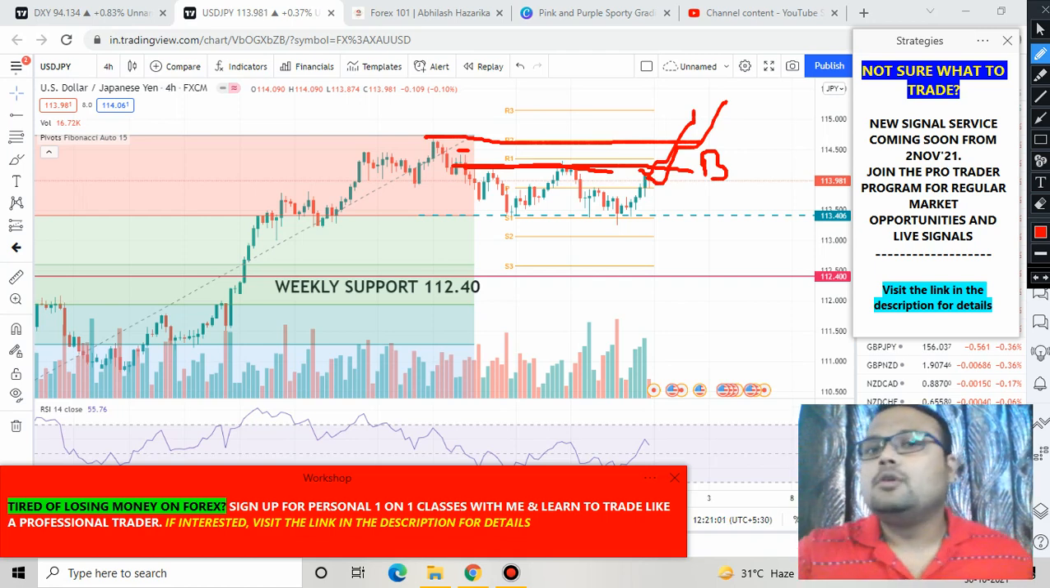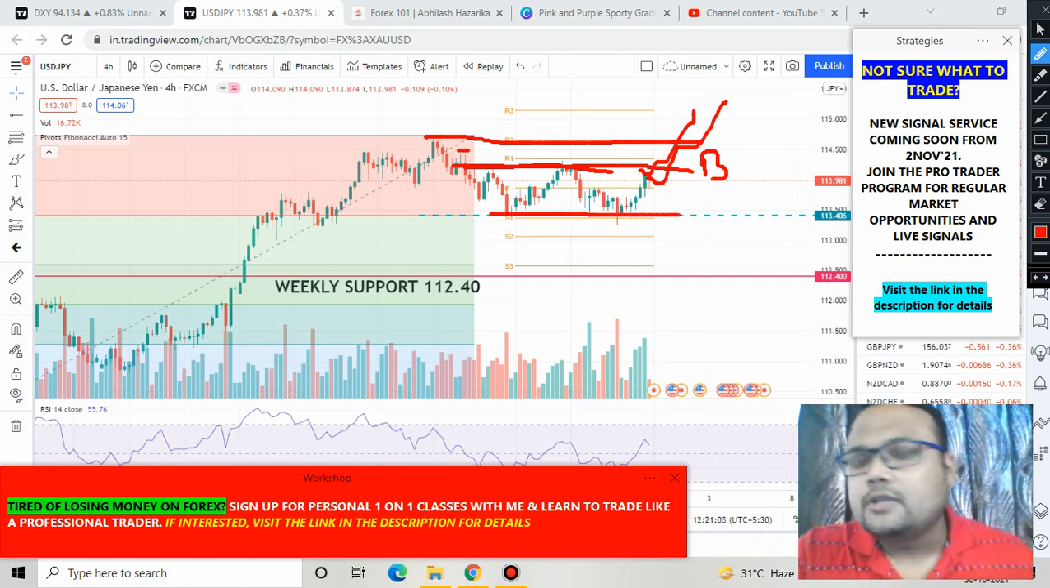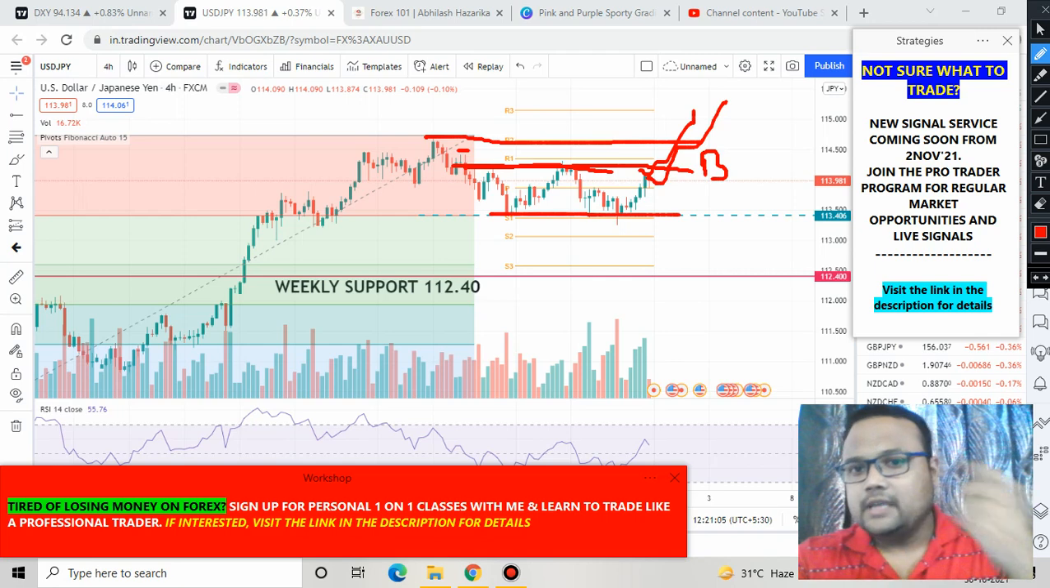But if it comes down to the level of 113.40, we can have two opportunities. If it bounces, buy. If it breaks, you can go for sell.